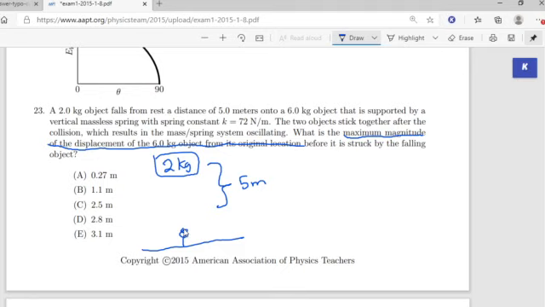Okay, so let's first look at momentum. We know that the initial momentum is 0 since they were held at rest, and there were no external forces acting on the system. Well, other than gravity, but gravity was acting on both of them. So the final momentum must also be 0.